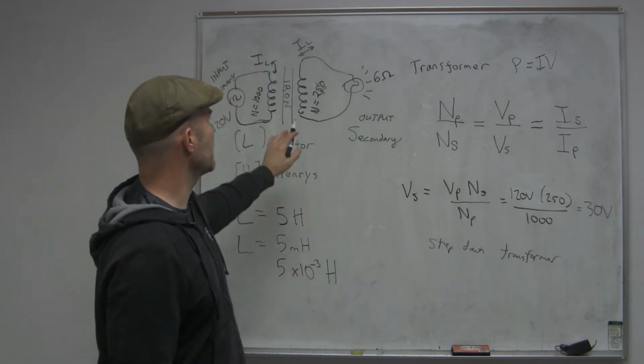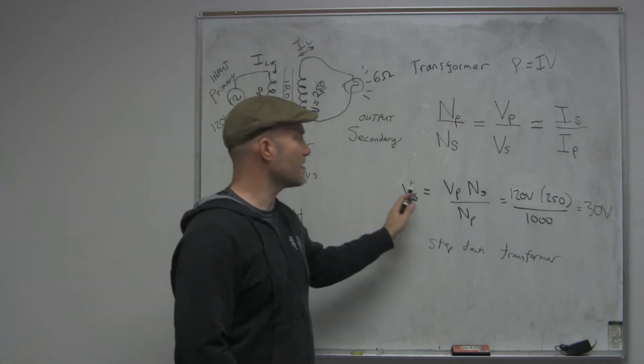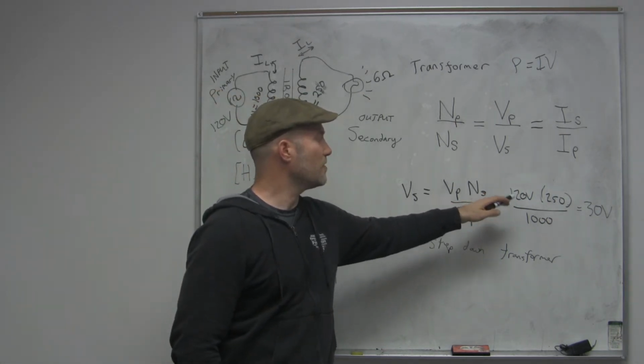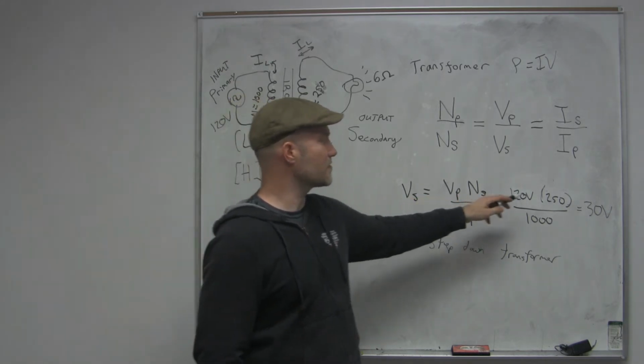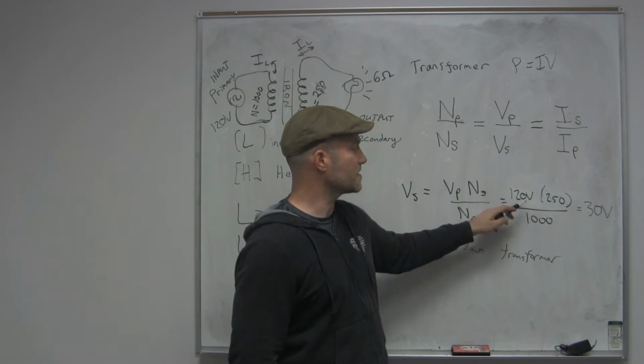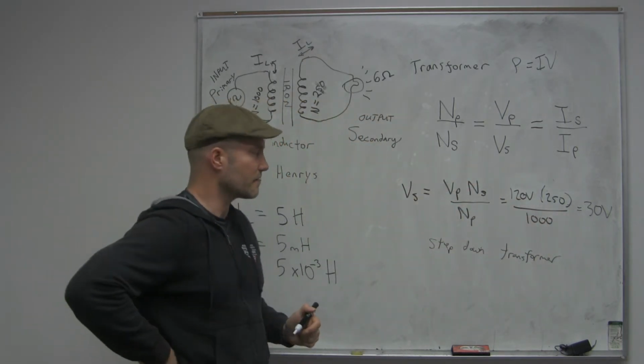So let's just take a look here. I've got this step down transformer, and I've calculated this. I started with 120 volts. The number of turns was 250 in the secondary, 1,000 in the primary, so this was a step-down transformer, ended up with 30 volts in the secondary.